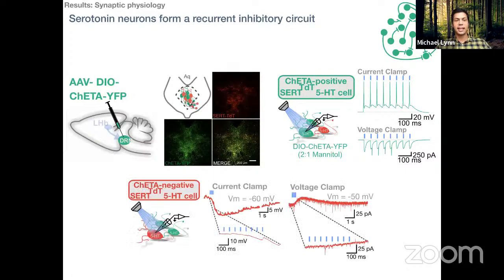And that's effectively exactly what we see. If you patch a red cell, you see this identical outward current, and you have no light-induced artifacts. So these neurons are completely non-expressing. This is pretty strong evidence that there is actually a recurrent inhibitory circuit. We also completely rule out autoreceptor activation. There's no component of the response that's due to autoreceptors.